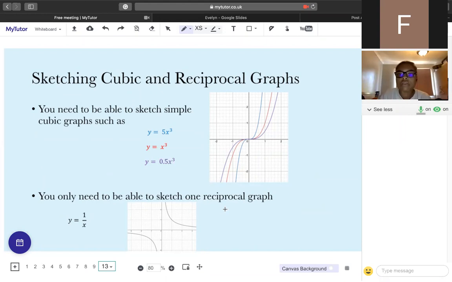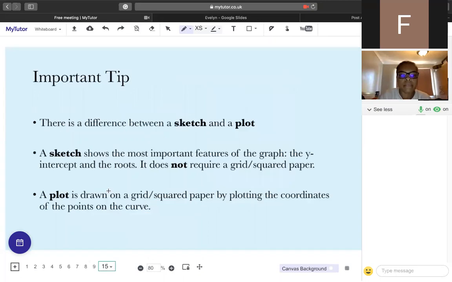The cubic graphs, make sure that it goes through 0. As long as it only goes through 0, you will get your mark, as long as it looks just like these graphs here. So take a good look at these ones, make sure you understand it, and then we're going to move on to recognizing them. So let's move on to recognizing them.